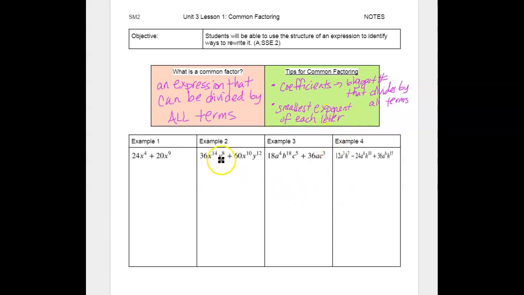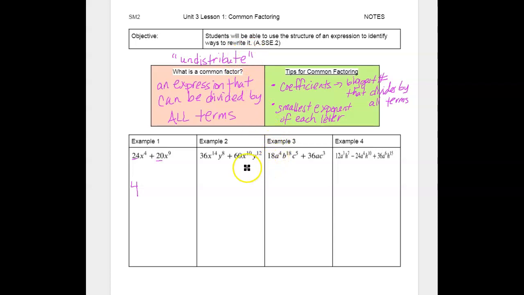Okay, so let's look at example 1. I like to treat them separately. So I've got 24 and 20, and I think, okay, well, they divide by 2, but can I really get something bigger? And 4 works. So we're going to take a 4 out, and you're going to write the common factor on the outside of the parentheses. So basically, we're going to kind of undistribute. So I'm going to write this up here. It's like undistributing, or reverse distribution. Undistribute is not a real word.